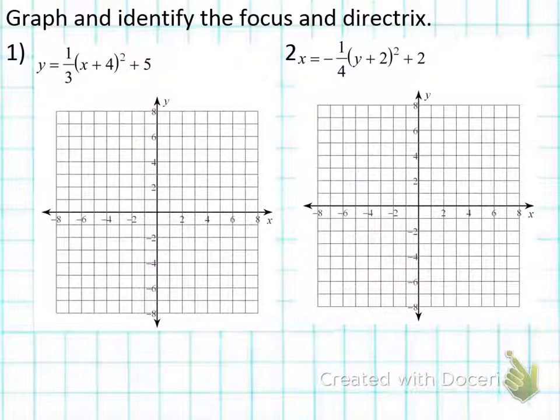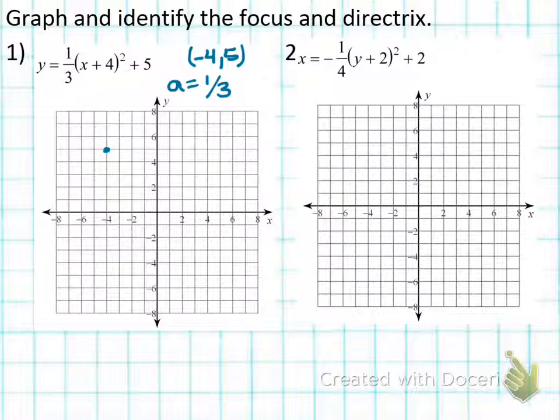So number one, first of all, what's the vertex here for number one? Negative 4, 5. Good. Is this facing up, down, right, or left? Up. Good. So what does a equal? 1/3. Okay, and I'm not going to take the time to do a table because you guys have already done this, so I'll just kind of graph this quickly.